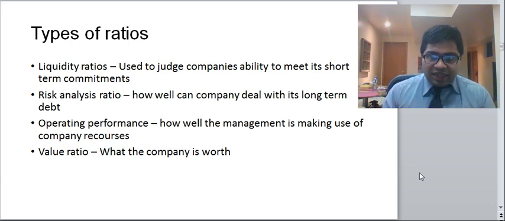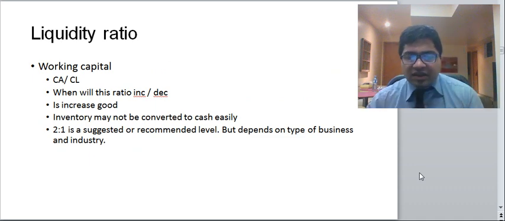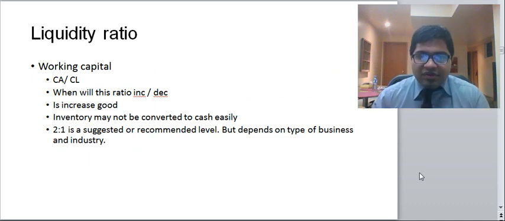Then you have operating performance ratios, that indicate management's efficiency, so how well the management is making use of the resources. And value ratio, are you paying the right price? That is decided by value ratio. Now liquidity ratio, first type is working capital. Now this is an important ratio. It has current assets in numerator and current liabilities in denominator.